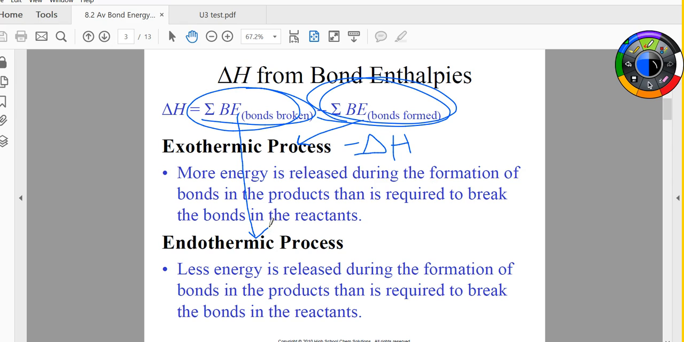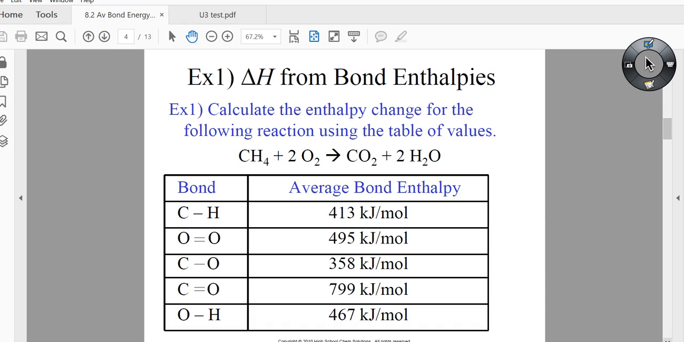So basically, we're about to have to do some math. The math is actually easy. The only trick is the first step is to look at the bonds. And to look at the bonds, you have to draw the Lewis structures. Yeah, so anyway, I gotcha, hopefully.